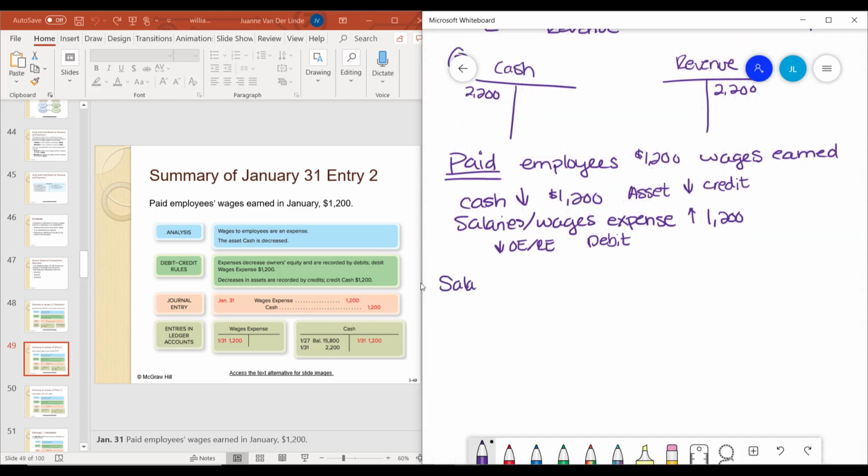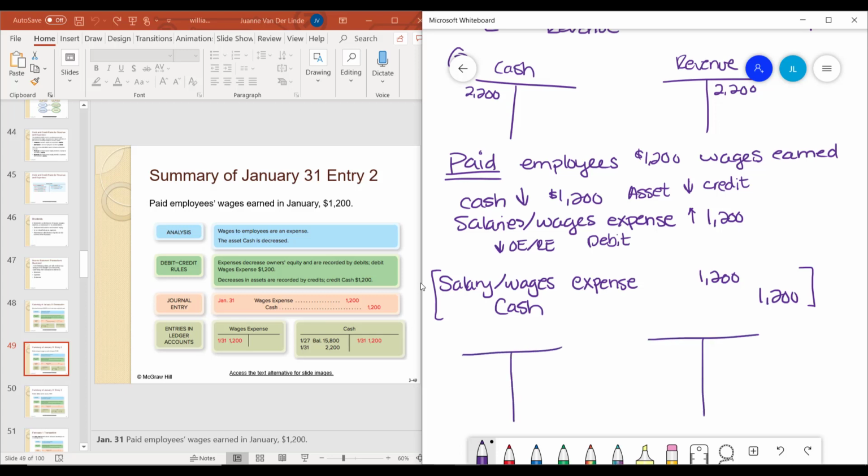So I'll debit salary or wages expense for $1,200, and then I skip a line, indent a little bit, and then I'm going to credit cash. Because remember, my expense is going up because I incurred salaries and wages that I have to pay. So that's a debit to expense of $1,200. And then I paid it with cash, so cash is going down, hence why I have to credit cash.